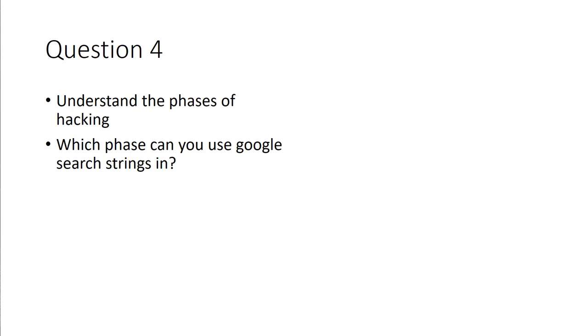Understand the different phases of hacking and which phase you can use Google search strings in. For example, if you want to Google an attack on Microsoft and you want to include all sites except accounting, how would that string look like? And what are the major phases of hacking?